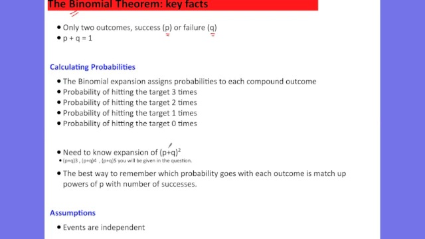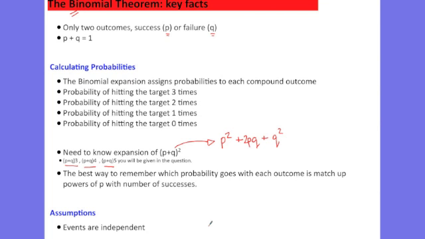You need to know the expansion for P add Q, success plus failure, squared. However, all of the other expansions to the power 3, 4, and 5 will be given to you in the question. Here, the expansion for P plus Q squared is like expanding a double bracket. So we will have P squared plus 2PQ plus Q squared.